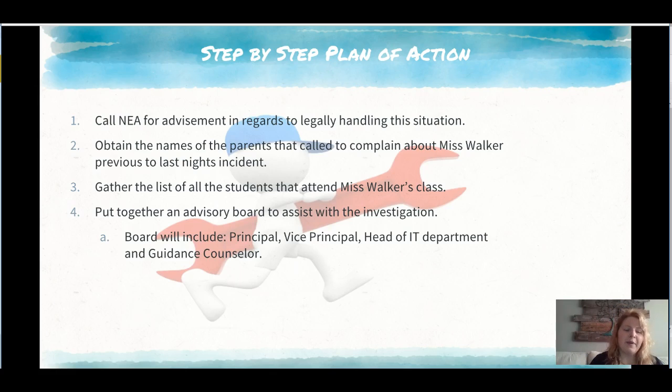Also, in my opinion, it is evident that you need an advisory board in this situation. So I have established a board that consists of the principal, myself, the vice principal, the head of the IT department, which in our case would be the school district technologist, and the guidance counselor.